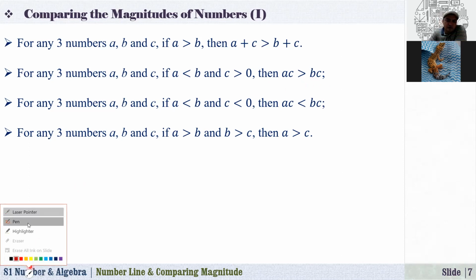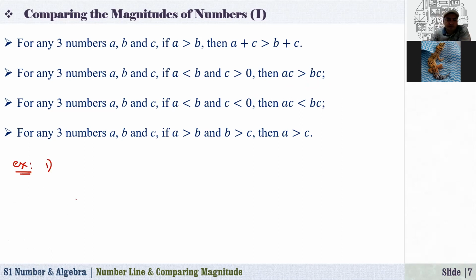So to understand this kind of statement, you have to give some examples. Let me write example 1. We know that 4 is greater than minus 3. Now if you add 5 to both sides, 4 plus 5, and here we have minus 3 plus 5, it's still true. From here, 4 plus 5 is 9, and 9 is greater than minus 3 plus 5.